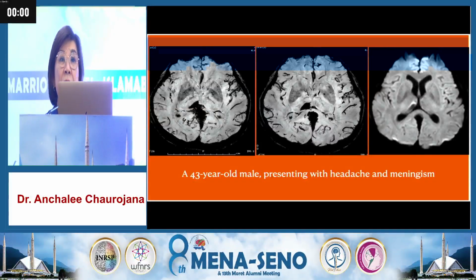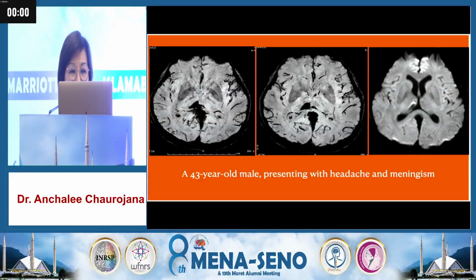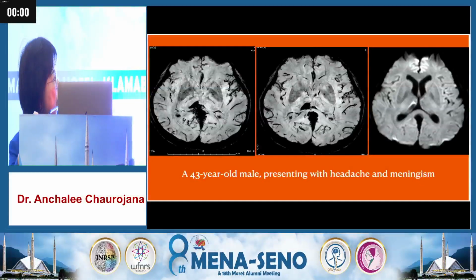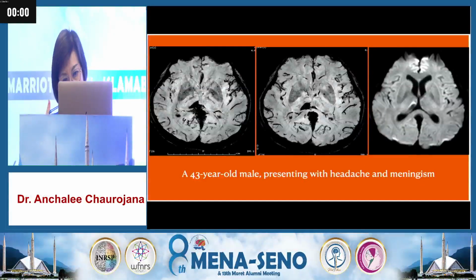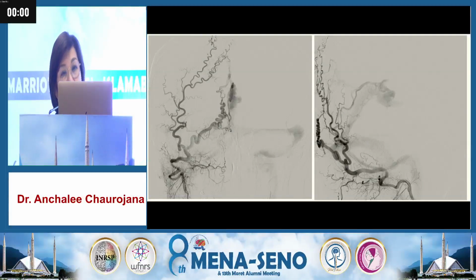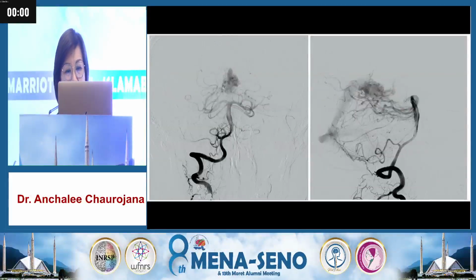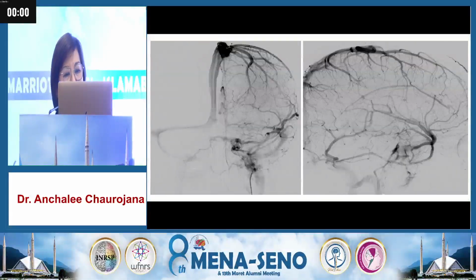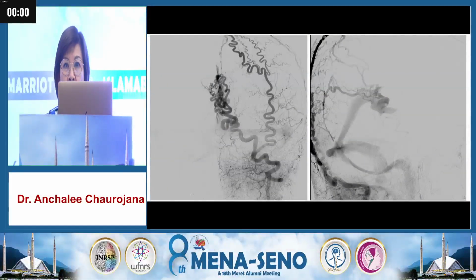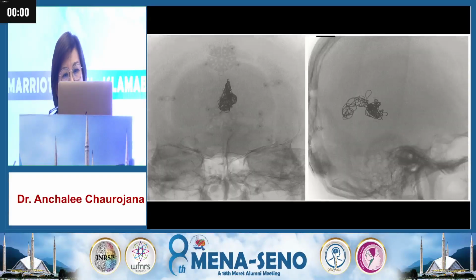Okay, and this is the last case, male again. The patient came in because of headache and meningism, and you can notice that there's a hemorrhage at the right side of the medial thalamus. And then we brought the patient for angiogram again. Okay, you can notice here the shunt is just at the vein of Galen. Supply from everywhere. So we go again, not that difficult, right? To get transvenous into the vein of Galen.